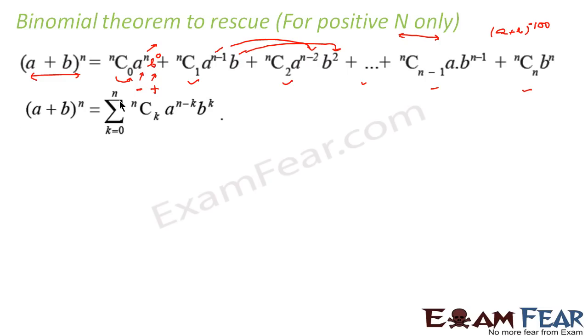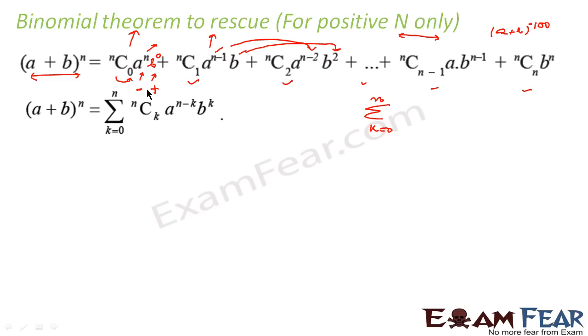(a + b) to the power n is equal to summation. This symbol is used for summation, where I am saying k is equal to 0 and k goes to n. So if you see k is equal to 0, it becomes nC0 a to the power n, because k is 0 and b to the power 0. So this is nothing but the first term. If you put k is equal to 1, this becomes nC1 a to the power n minus 1 b to the power 1. This is nothing but the second term. Similarly, if you want to find the third term, k is equal to 2, that is nC2 a to the power n minus 2 b to the power 2.